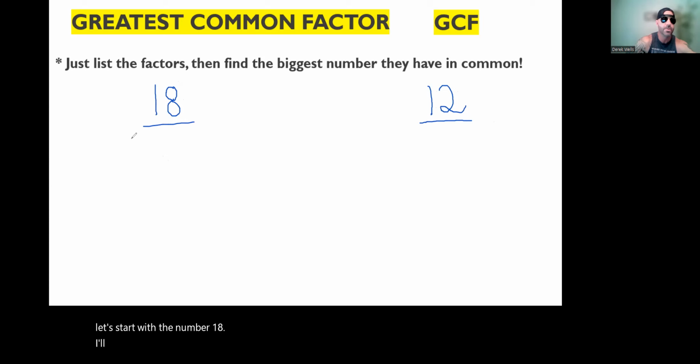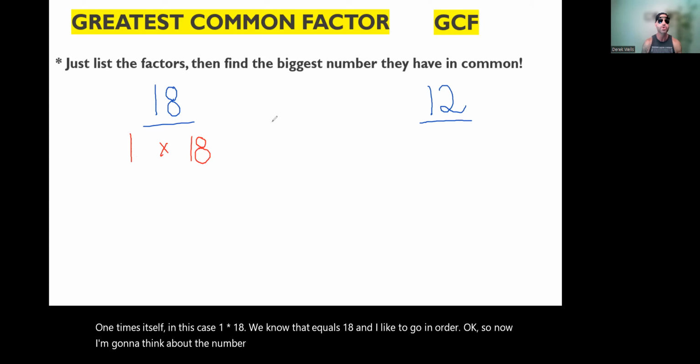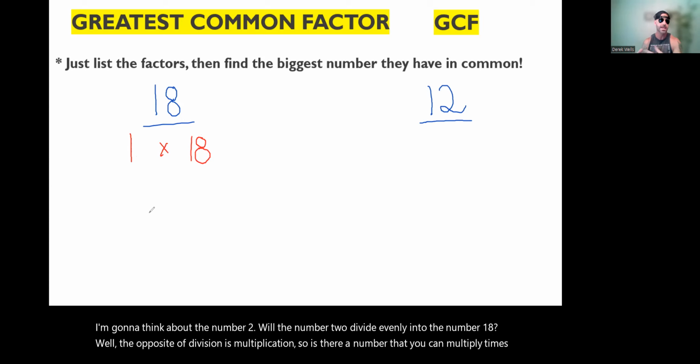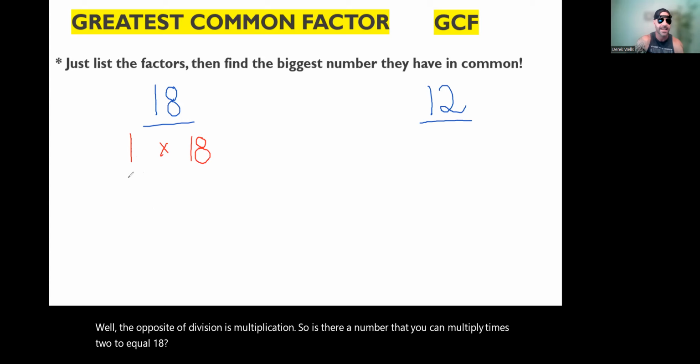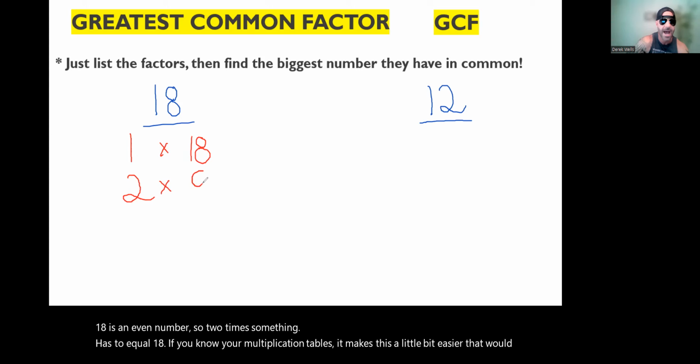Obviously, the easy one I always write down first is 1 times itself, in this case, 1 times 18. We know that equals 18. And I like to go in order. Okay, so now I'm going to think about the number 2. Will the number 2 divide evenly into the number 18? Well, the opposite of division is multiplication. So is there a number that you can multiply times 2 to equal 18? Well, 18 is an even number, so 2 times something has to equal 18. If you know your multiplication tables, it makes this a little bit easier. That would be 2 times 9.